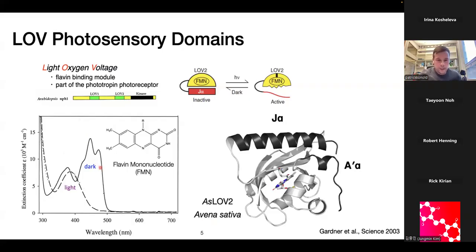And so the flavin is a blue light absorbing chromophore. Upon absorption of blue light, you see this radical change in the absorption spectrum. And it was discovered through NMR that you get large destabilization or unfolding of this J alpha helix in the lit state. And so this was a very attractive template for developing optogenetic constructs, given that most of the protein remains intact and you get this nice reversible structural change in the unfolding of the J alpha.